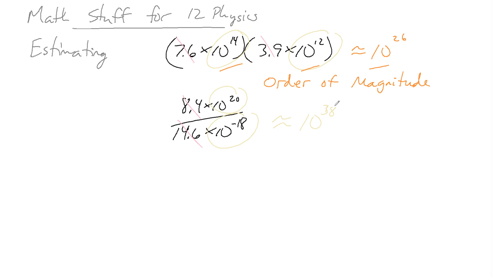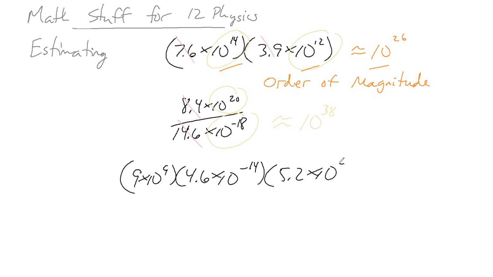Okay? Now, where this really, really kicks in, and I'm going to give you an example here. This is legitimately one of the types of calculations you'll be doing this year for sure, something that looks like this. 9 times 10 to the 9 times 4.6 times 10 to the negative 14 times 5.2 times 10 to the negative 16, and we'll divide that by 3.4 times 10 to the negative 7 squared. This is legitimate, easily one of the calculations you'll do a cajillion times, something very similar.